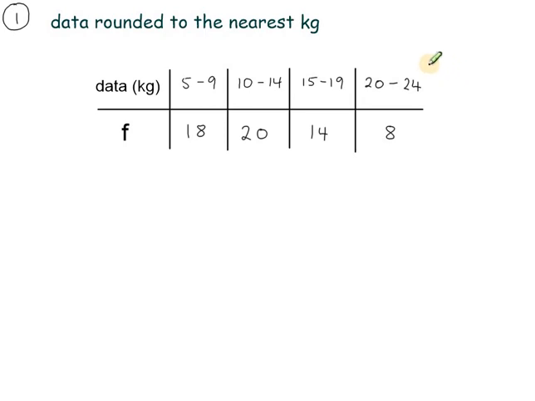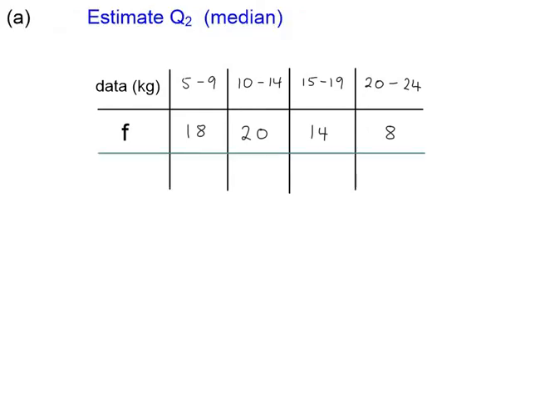Example 1. The frequency table shows data which has been rounded to the nearest kilogram. You can see there are gaps between the class intervals. So this one ends on 14, this starts at 15, and that's due to the rounding of the data. We want to estimate Q2, the median, or the 50th percentile.